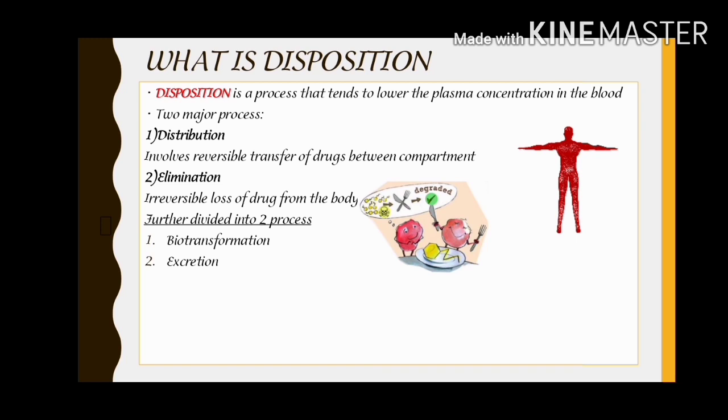Further, the second one is elimination, which is irreversible loss of drug from the body. Irreversible means whatever chemical reaction occurs or whatever process takes place, it cannot return back to its original state or from where it began. So once a drug is lost in elimination, it cannot be obtained back. Further, it is divided into two processes. First is biotransformation and second one is excretion.